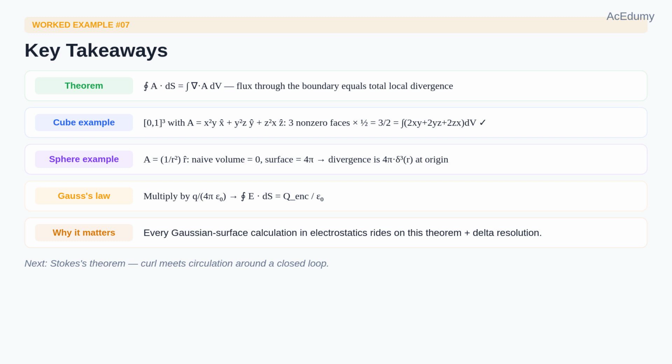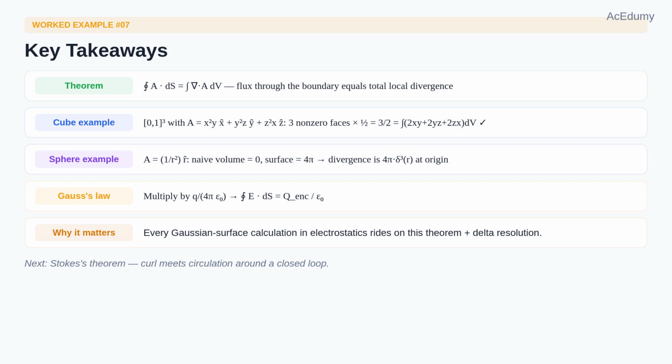Second, a sphere with the inverse square radial field from PS06. Naive volume integral gave 0, surface integral gave 4 pi. The mismatch was resolved by recognizing that the divergence is a delta function at the origin, not 0. Multiply through by q over 4 pi epsilon 0, and the result is Gauss's law. Flux of E through any closed surface equals enclosed charge over epsilon 0.